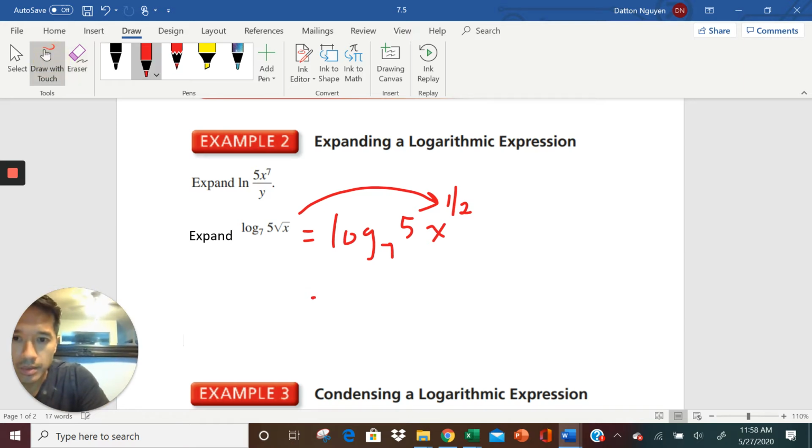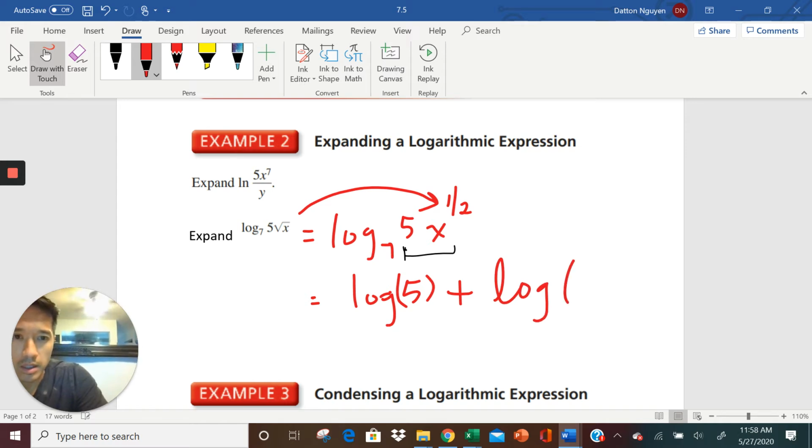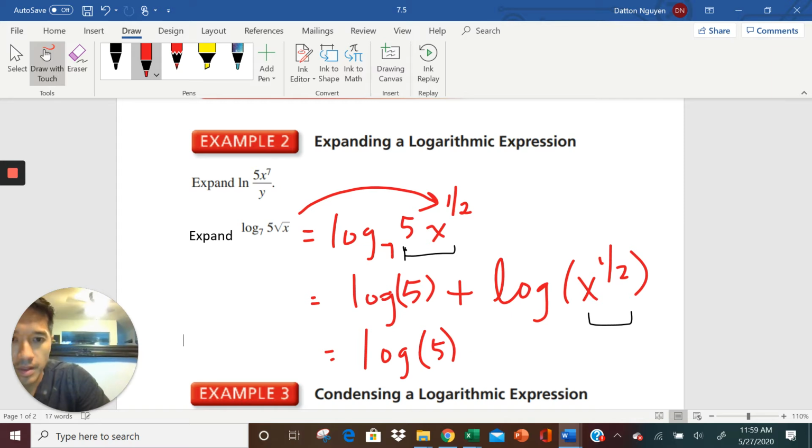First thing I'm going to do, I notice that this is 5 times x to the 1/2. So I'm going to write it as log of 5 plus log of x to the 1/2. Now I'm going to go ahead and take care of this x to the 1/2. So I'm going to write log of 5 plus 1/2 log of x.